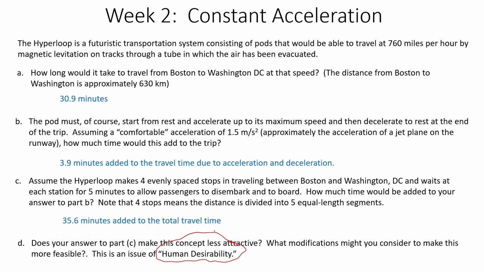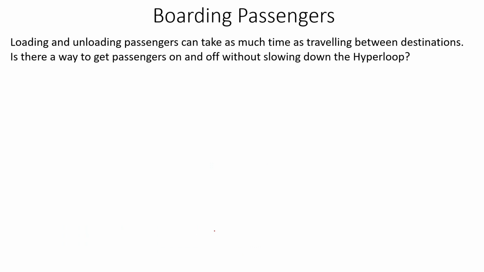But then the next question that I pose is, if you're going to make some stops, that's going to add that speeding up and slowing down time. And then I also said, suppose you're going to stop for 5 minutes, which seems pretty reasonable at each station. How much time does that add?